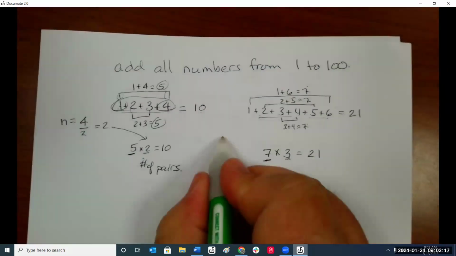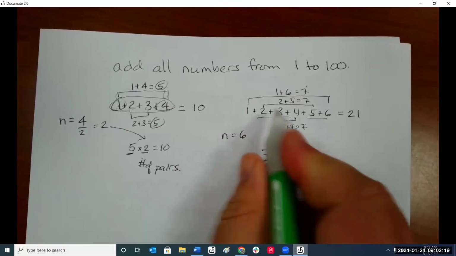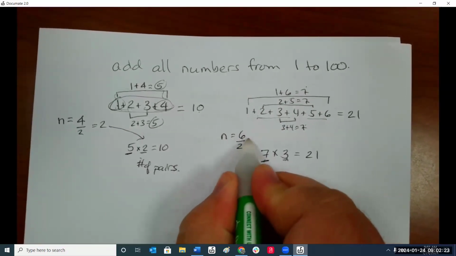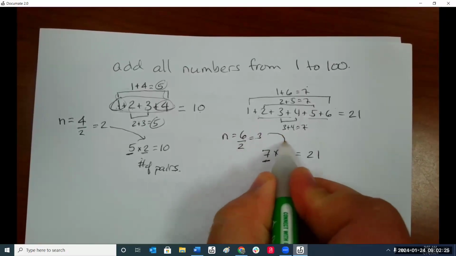So it works again here. Here the number is 6. We have 6 terms. We divide it by 2 because they're in pairs. That equals 3.